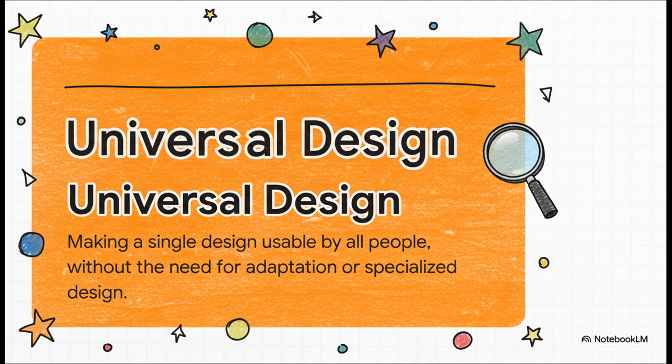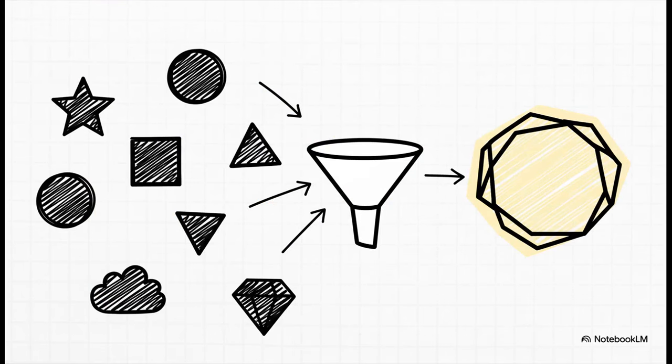Now, the key phrase here, the one I really want you to hear, is without the need for adaptation or specialized design. This isn't about making a separate, special version of something for some people. No, it's about making one single smart design that works for everybody right from the get-go. Now, I know what you're thinking. That sounds like a pretty tall order, right? Making one thing that works for literally everyone?